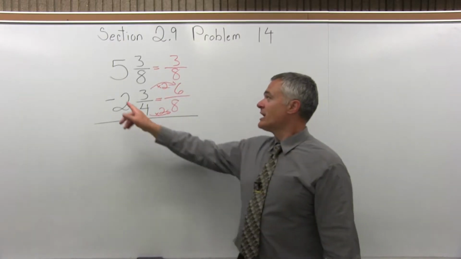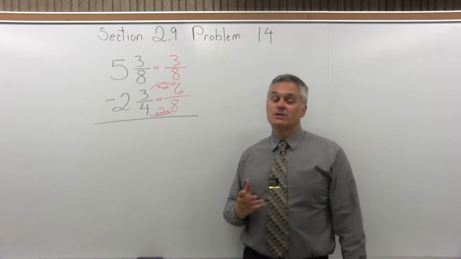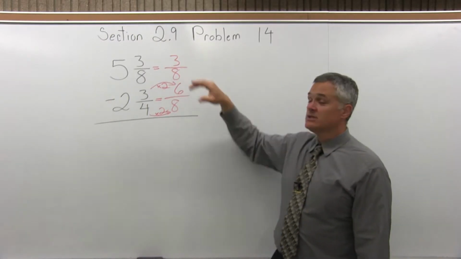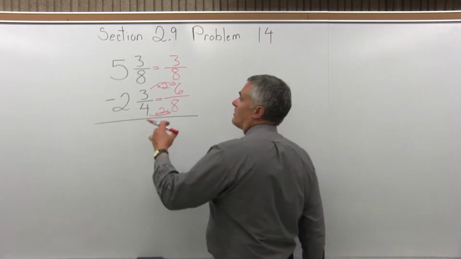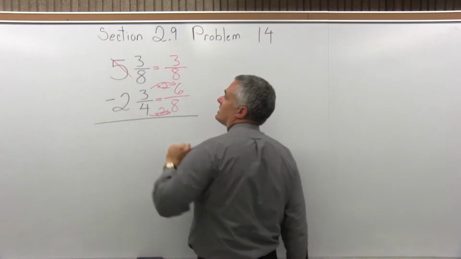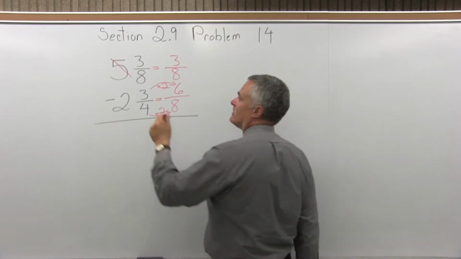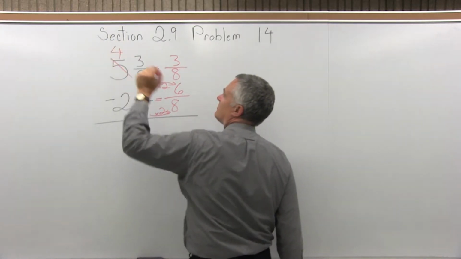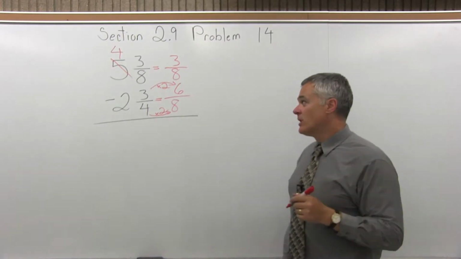Now, this is a subtraction, so I want to do 3 minus 6. Now, 3 is not big enough to subtract 6 from, so this is one of those problems where we need to borrow. To borrow, when you subtract mixed numbers like this with fractions, what you do is you take the whole number of the upper fraction and cross it out. It was a 5, I'm going to get rid of it, and you reduce it by 1. So when you reduce a 5 by 1, it goes down to 4.